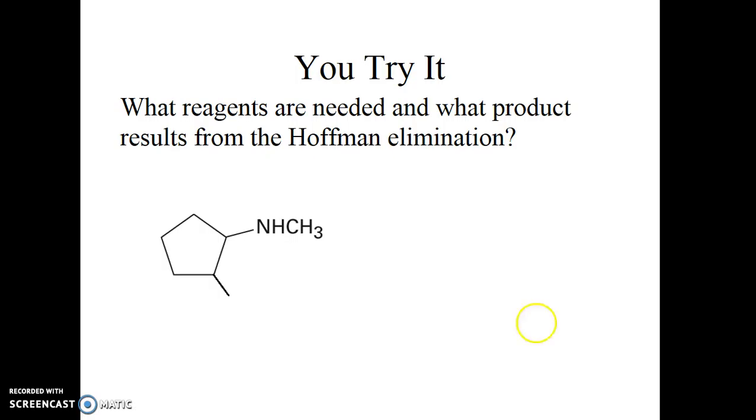What reagents are needed in order to get a Hofmann elimination of this amine? Well, first thing you need to do is alkylate this until you get the quaternary ammonium salt. You would use something like methyl iodide and use an excess amount of it. Then you would use silver oxide to do the elimination. Silver oxide and the methyl iodide would give you elimination to the less substituted alkene.